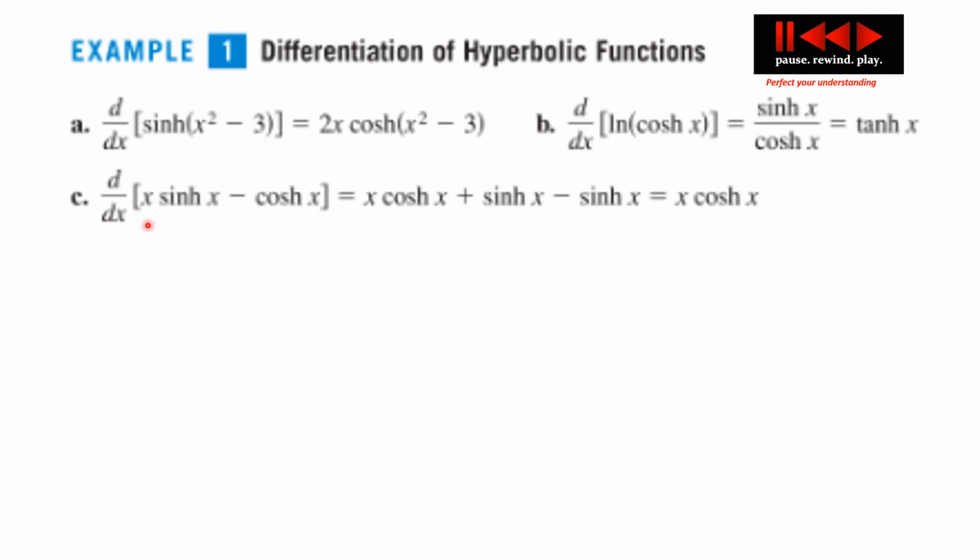And if we take the derivative of x sinh x minus cosh x, the first one is the product rule, so it's going to be the first times the derivative of the second plus the derivative of the first, which is 1, times the second. And then this is the minus sign. That minus sign is this one. And the derivative of the cosh is not the negative sinh, but the sinh positive. So when you simplify this, this one will cancel with this one, and this is just x cosh x.